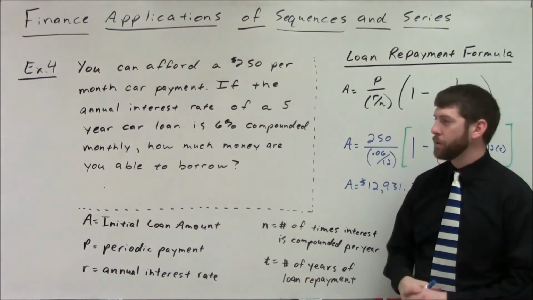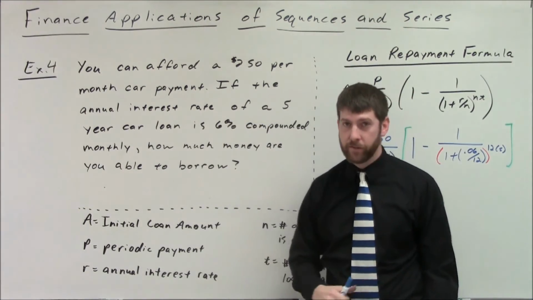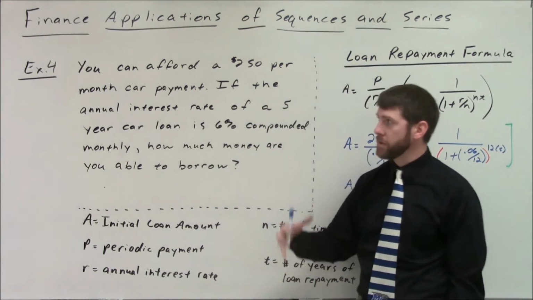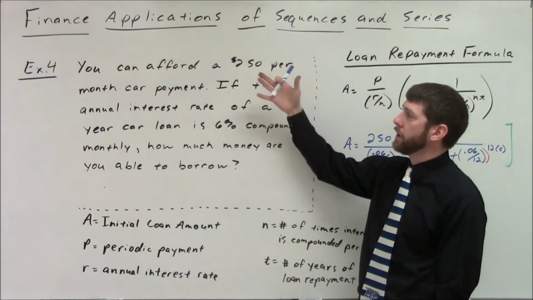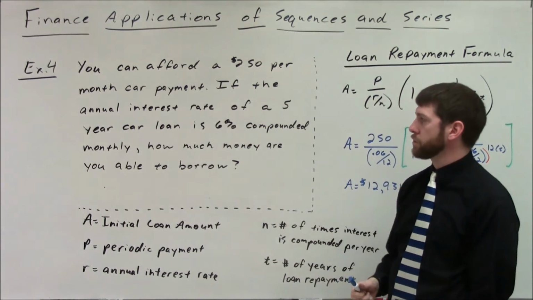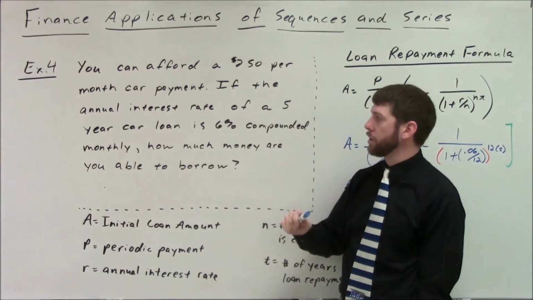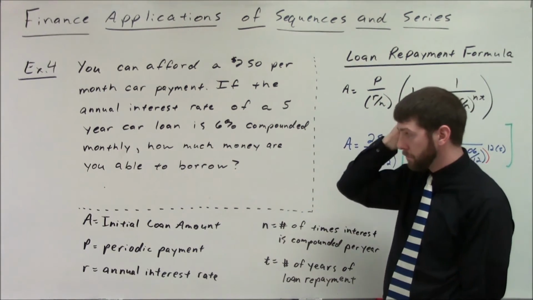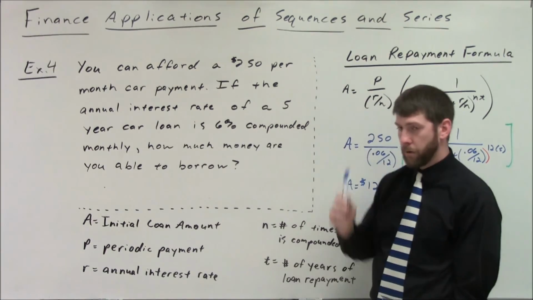Here we have the last example I want to look at in our applications of series problems. And this deals with loan repayment. You can afford a $250 per month car payment if the annual interest rate of a 5-year car loan is 6% compounded monthly. How much money are you able to borrow?